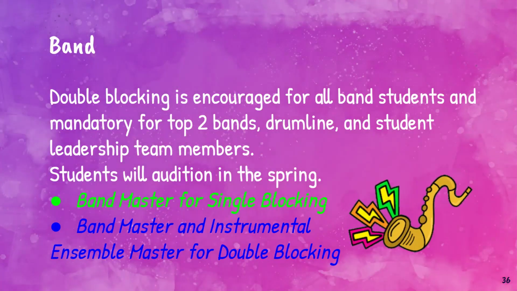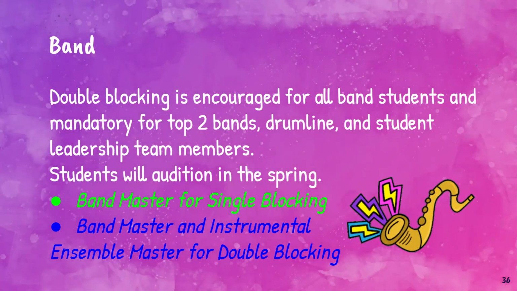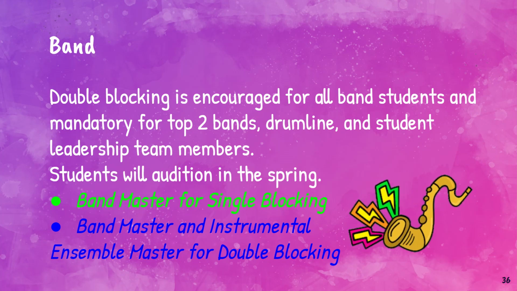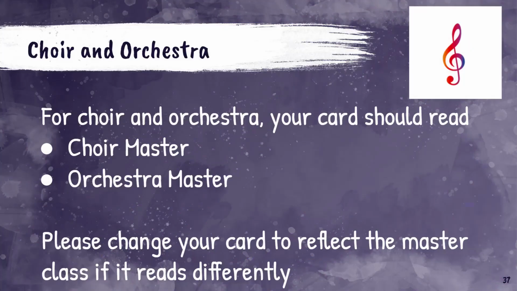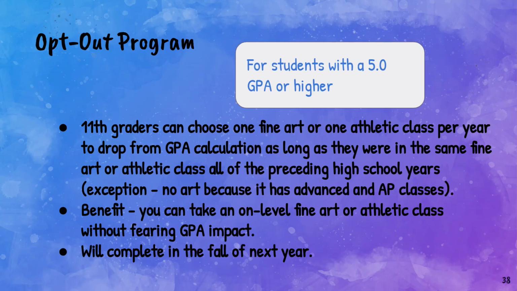Band is mostly double block, but if you're going to single block, you will just only write band master. If you're going to double block, you're going to write band master and instrumental ensemble so that we know it's taking up 2 spots. Choir and orchestra, you'll write choir master or orchestra master. Those are just the placeholders. Once you have your tryouts in the spring, we will update those based on your director's placement.